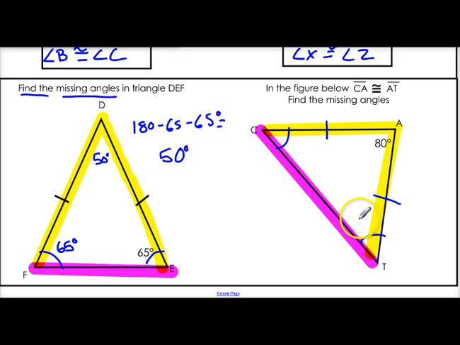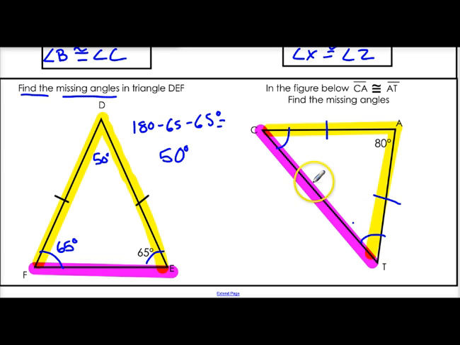Well, now we're kind of stuck, right? Because if I know one of them, then I know they're congruent. So if I knew that C was 50, then I know that this one's 50. But I only know that this one is 80. But I can't put 80 here. This is the number one mistake I see. Someone will go like, oh, this is 80. No, it's not 80. You know why? Because only the base angles are congruent.